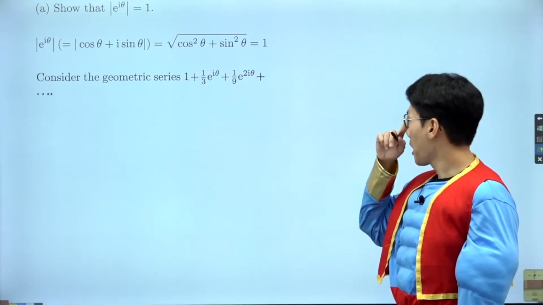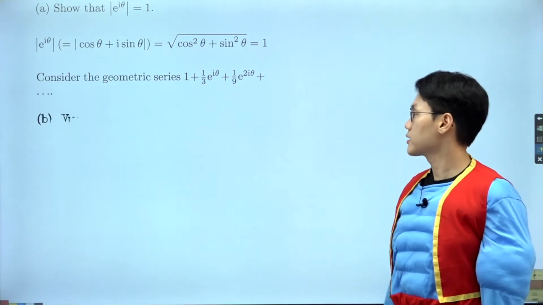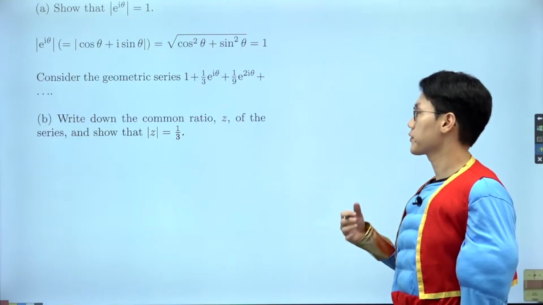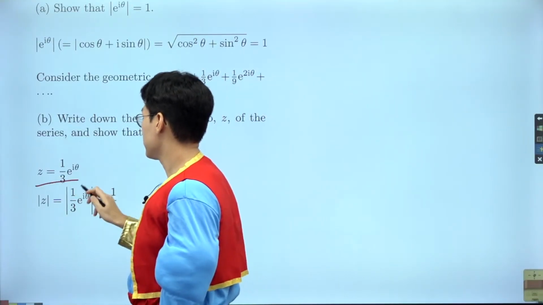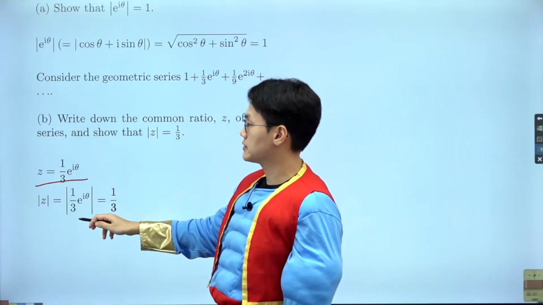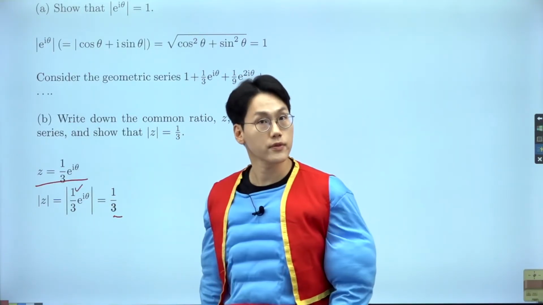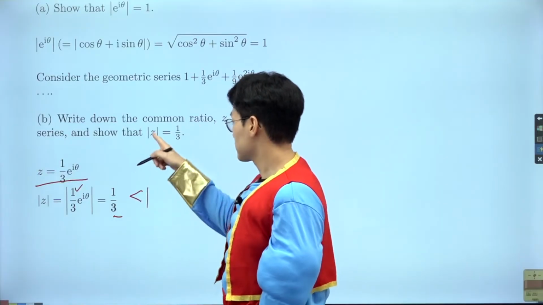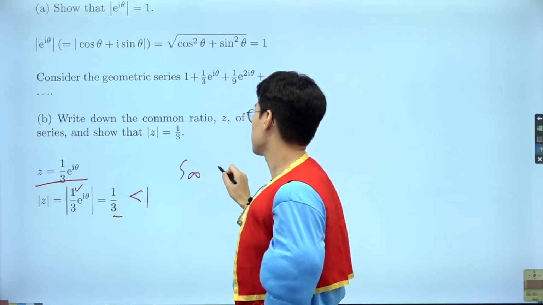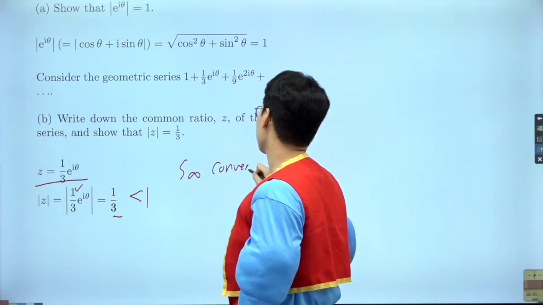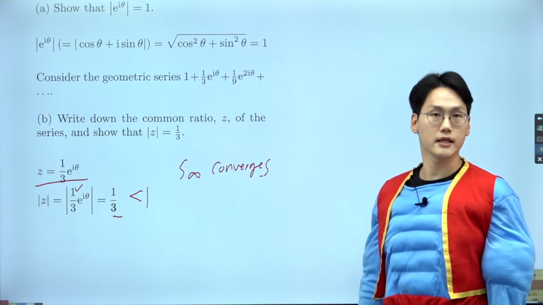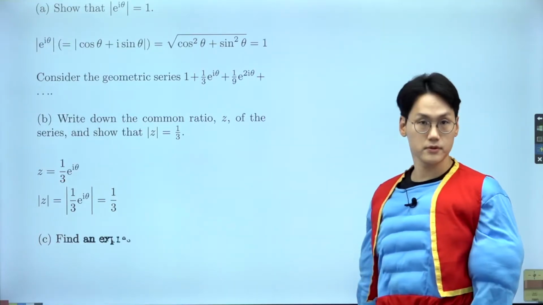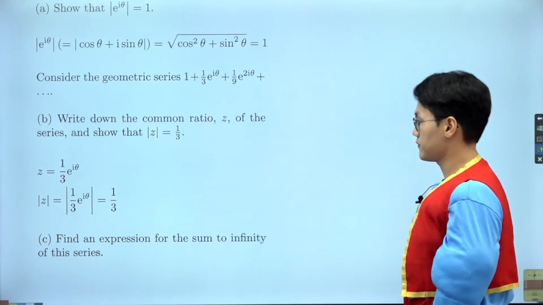If I have the following geometric series, my common ratio is going to be 1/3 e to the power of i theta. Then I can look at the absolute value of this, which means taking the modulus of it, which is equal to 1/3, so it's less than 1. So you realize that the infinite series is going to converge, thanks to our definition of infinite geometric series. I've got a common ratio that is less than 1, so I'm happy that it's going to converge. Now let's try to find the sum to infinity.